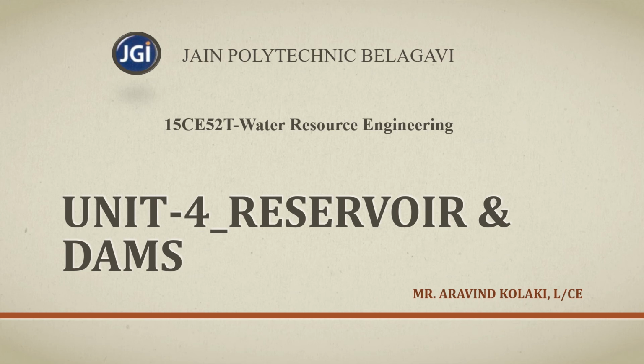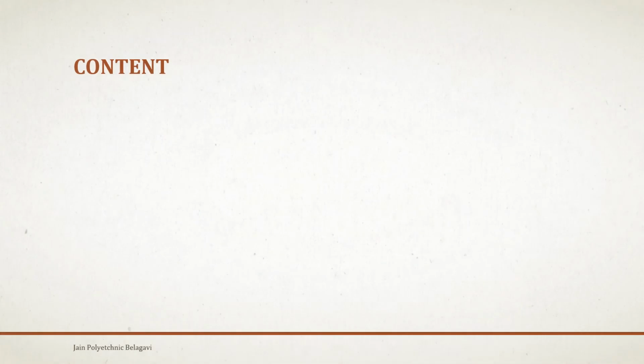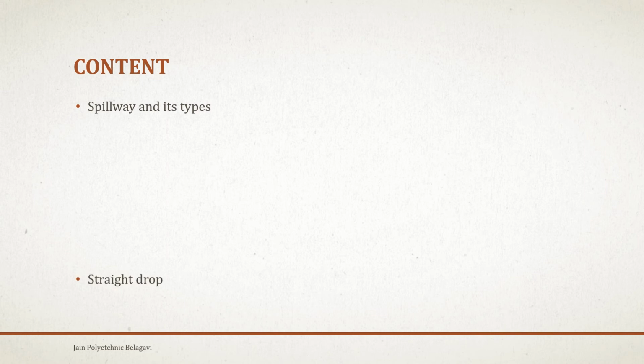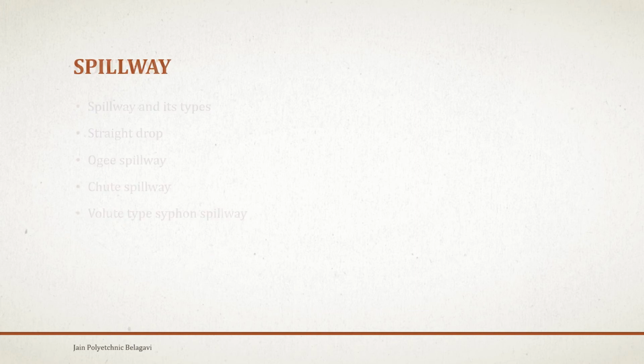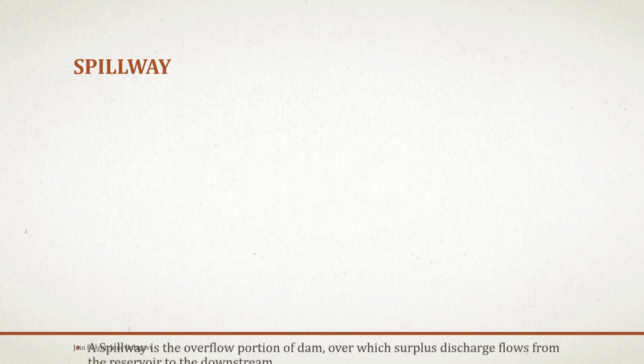We are discussing the reservoir and the dams. In this video we are going to study different topics like the spillway and its types: straight drop, ogee spillway, chute spillway, and volute type siphon spillway. What do we call a spillway, and why do we call it a spillway?